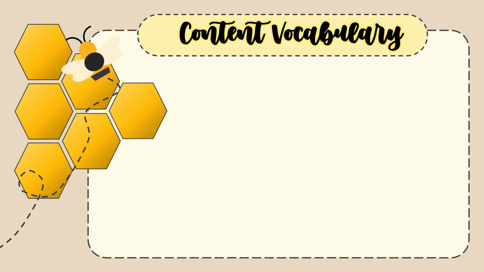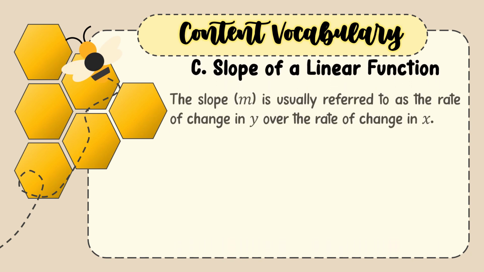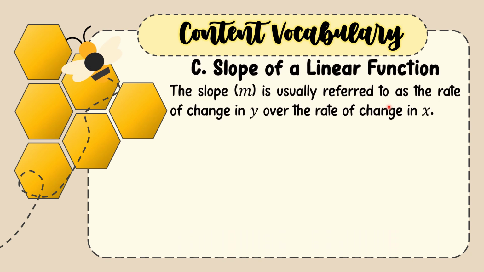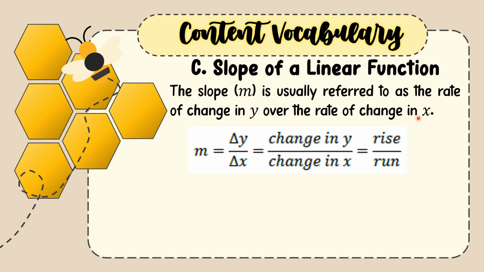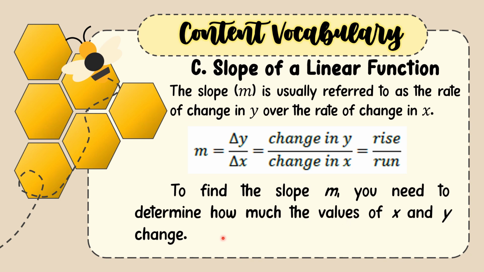Now let's proceed to the slope of a linear function. The slope, or m, is usually referred to as the rate of change in y over the rate of change in x. So in symbol, that is slope. So we have here m is equal to delta y over delta x, or change in y over change in x is equal to rise over run. So that is how you find the slope. Now, to find the slope m, you need to determine how much the values of x and y change. Now, to further understand the slope of a function, let's have an example.